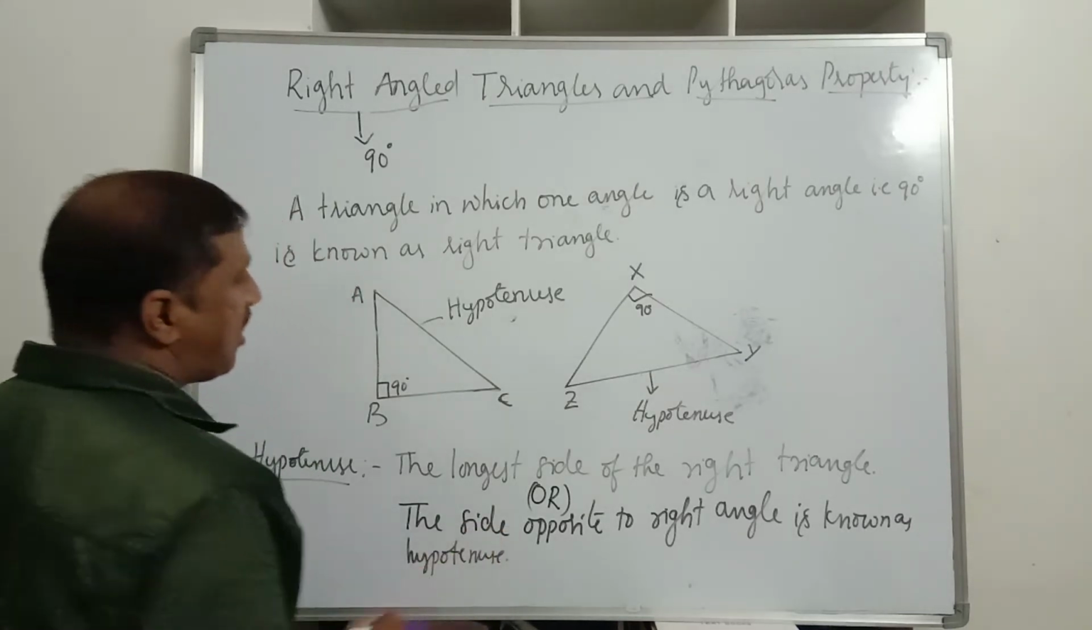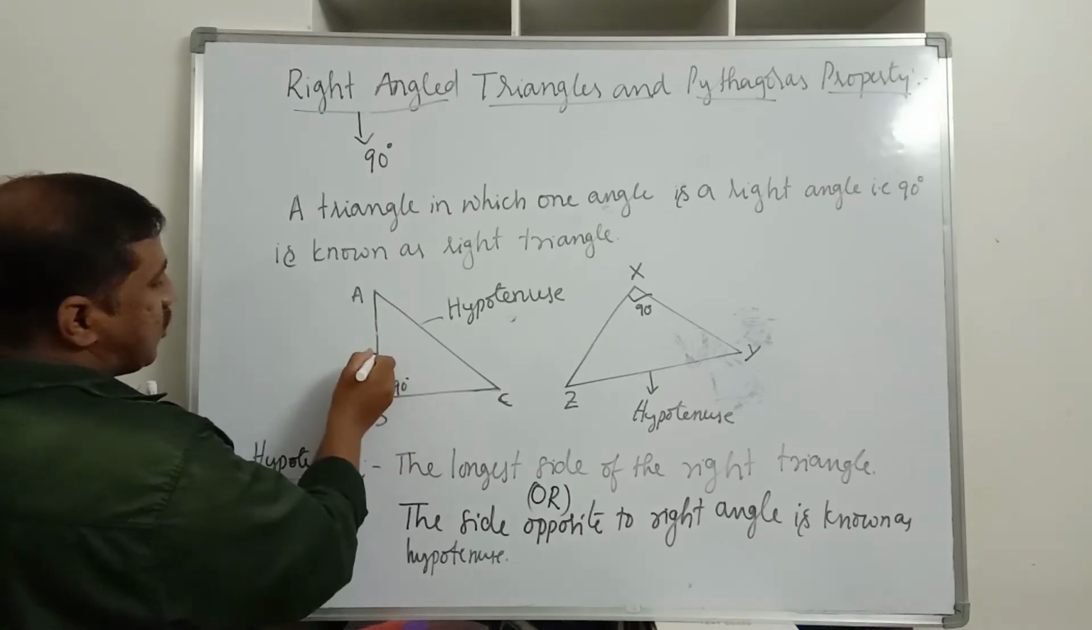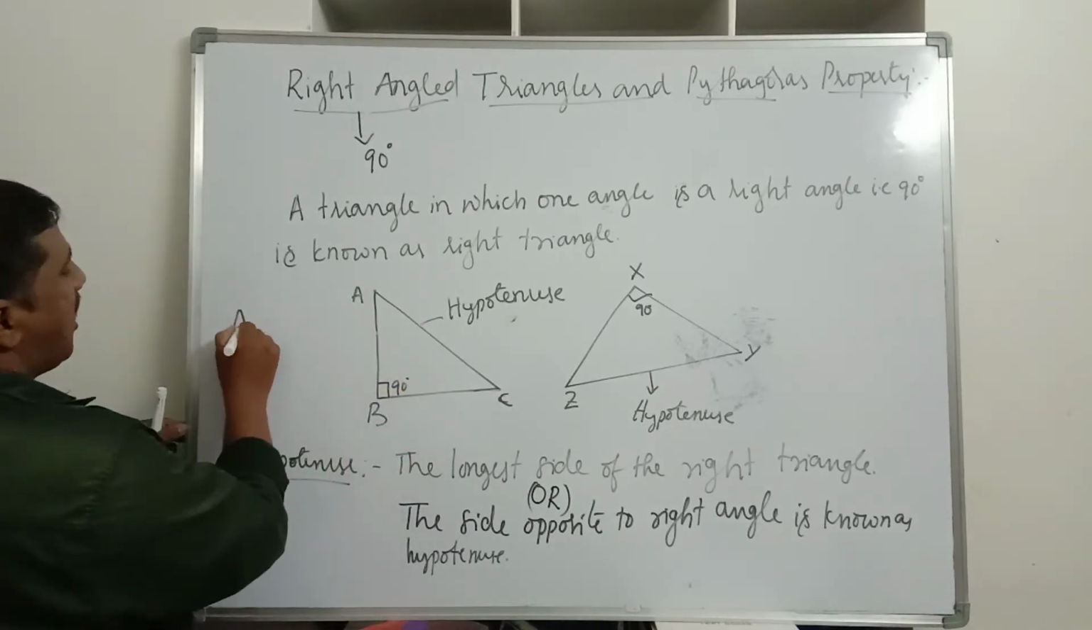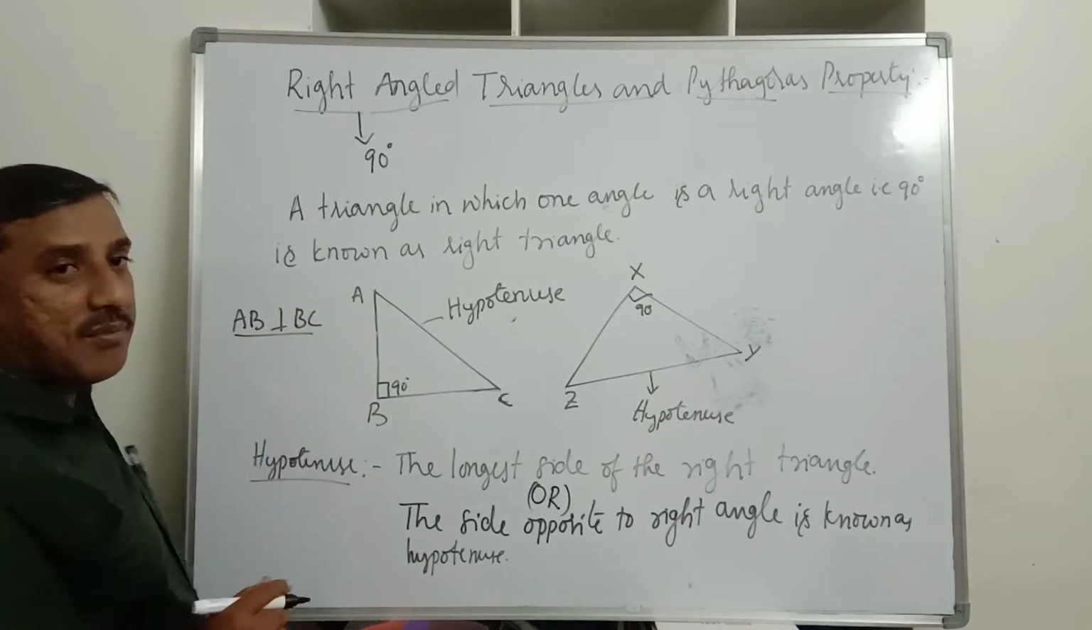So one side we call it as hypotenuse. What about the other two sides, that is AB and AC? These two are perpendicular to each other. AB is perpendicular to BC. These two sides are known as perpendicular sides.